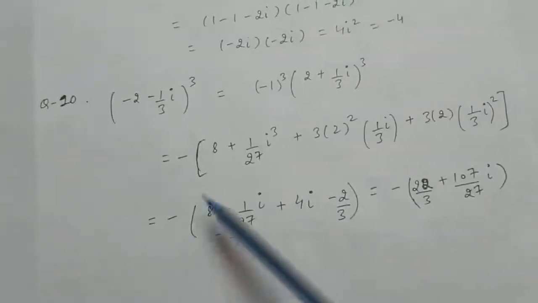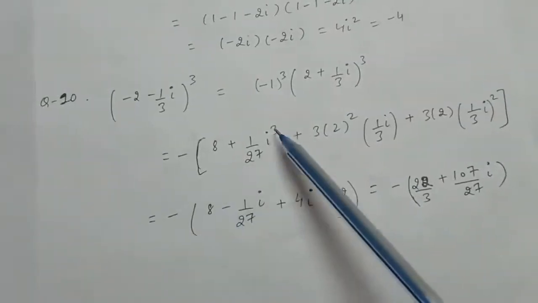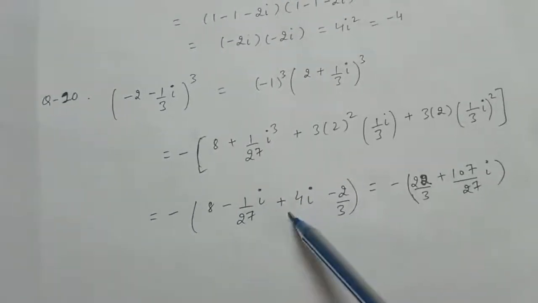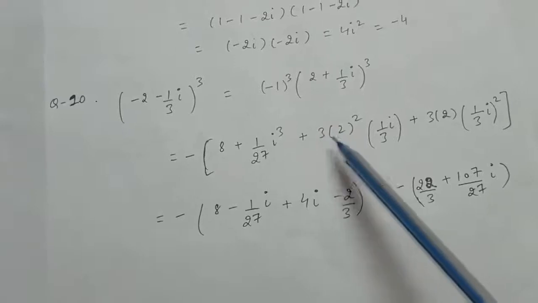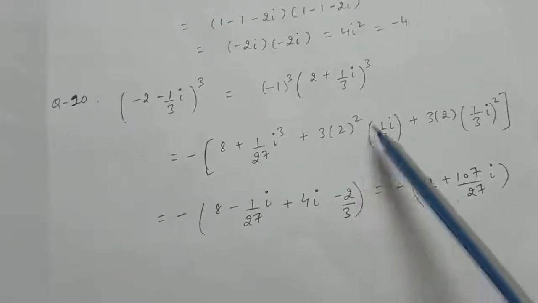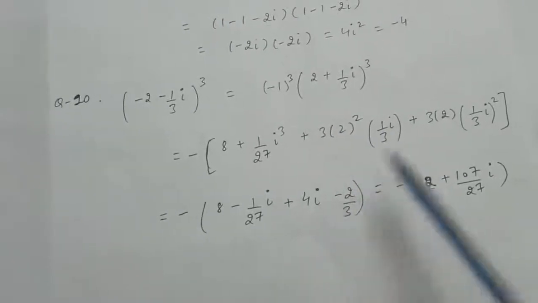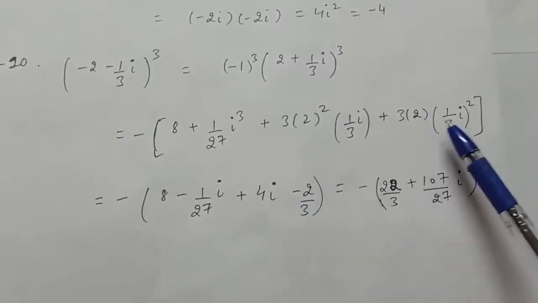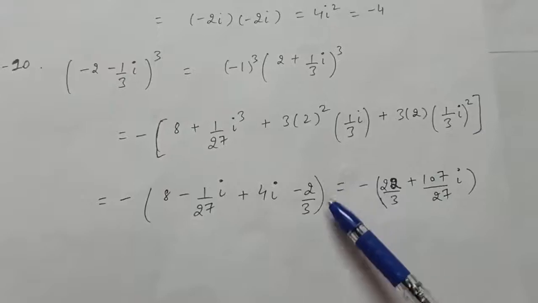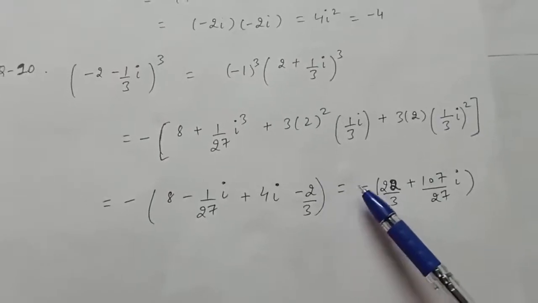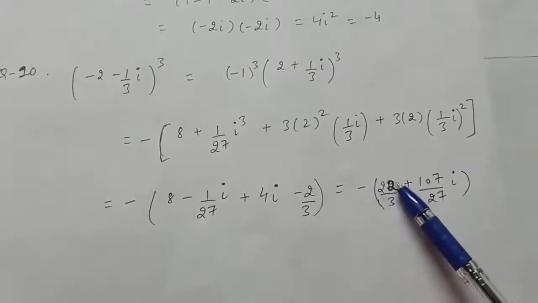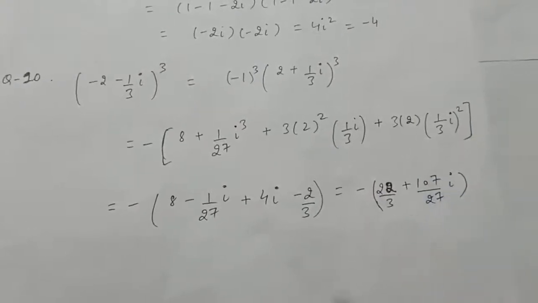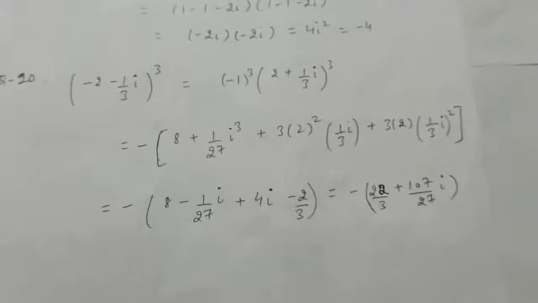So minus outside, this will be 8, iota cube is minus iota, 1 by 27, plus this 3 will get cancelled. So you will get 4 iota. So iota square is minus 1 and this will be 6 by 9 which is 2 by 3. When you solve this, you will get minus, inside the bracket, 22 by 3 plus 107 upon 27 iota.